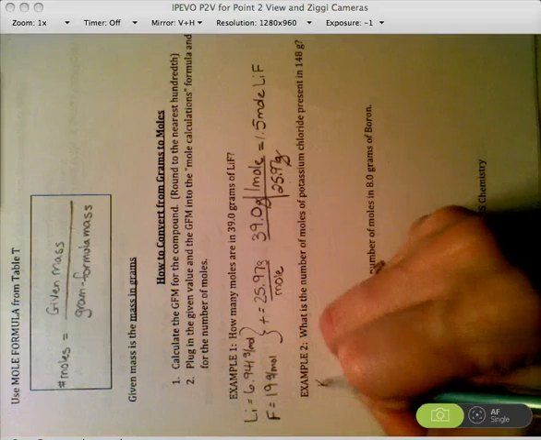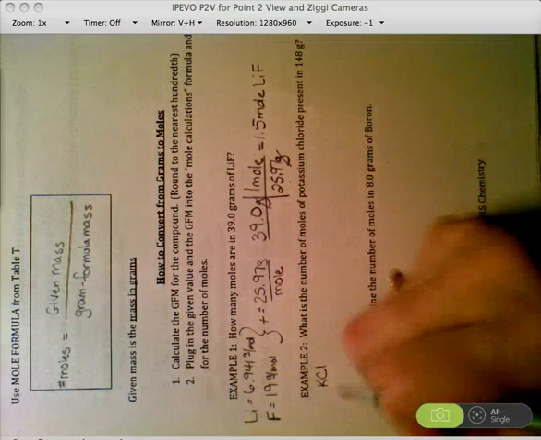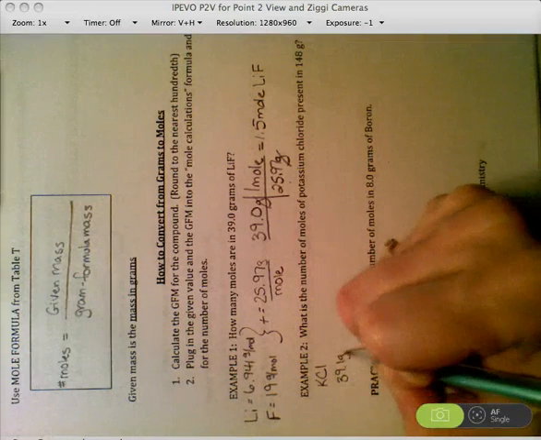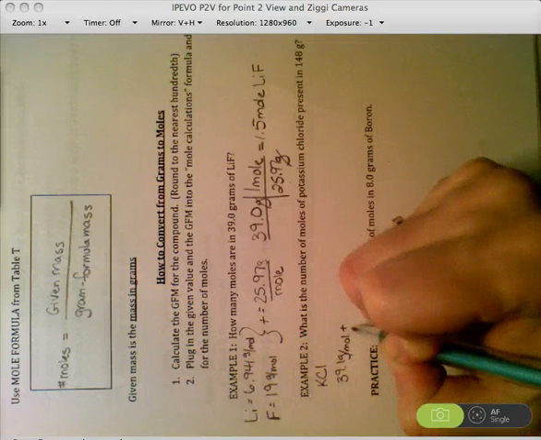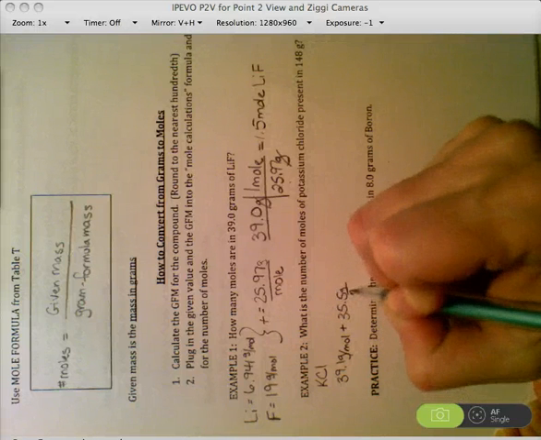Potassium chloride is KCl. The mass of 1 potassium atom is 39.1 grams per mole, plus the mass of 1 chlorine atom, which is 35.5 grams per mole, with a total mass of 39.1 plus 35.5 to give me a total mass of 74.6 grams for every 1 mole. And it says how many moles are there in 148 grams.